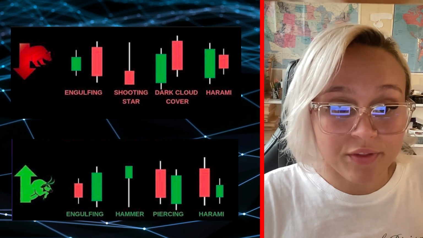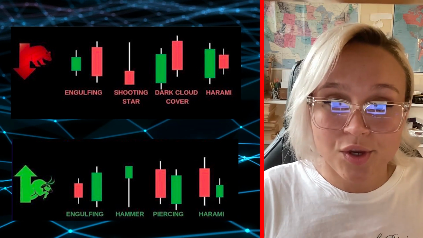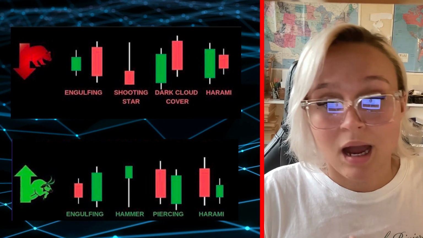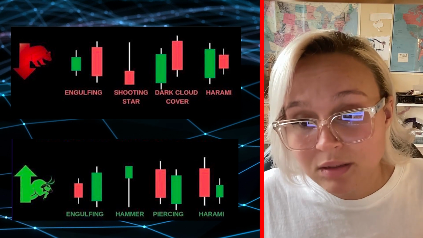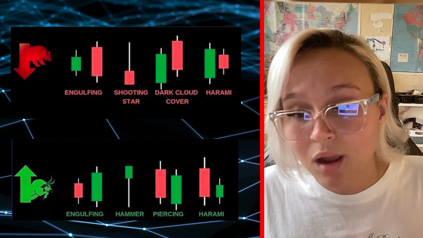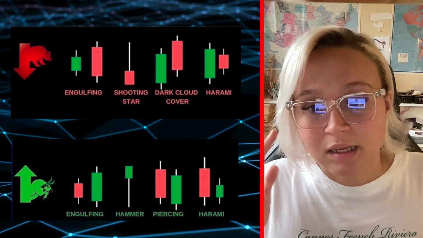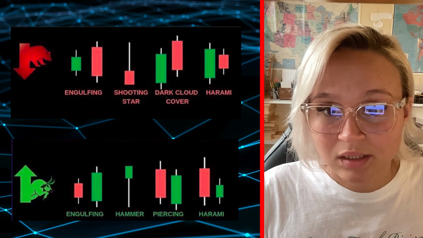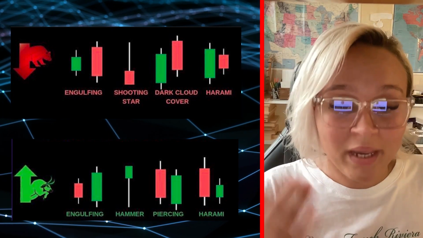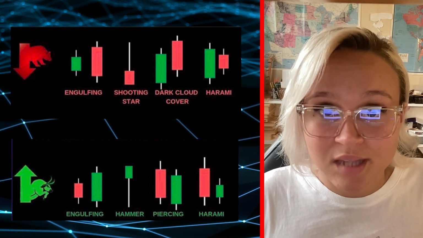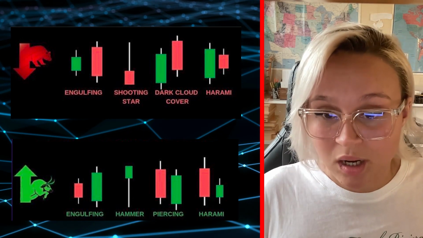Here we've got the engulfing, the hammer, the piercing, and the harami on the bullish side. And on the other side, we've got the engulfing, the shooting star, the dark cloud cover, and the harami on the bearish side. When they play out in the opposite direction, they send the market in a different direction. Make sure you memorize that. Those candlestick patterns play out all the time.